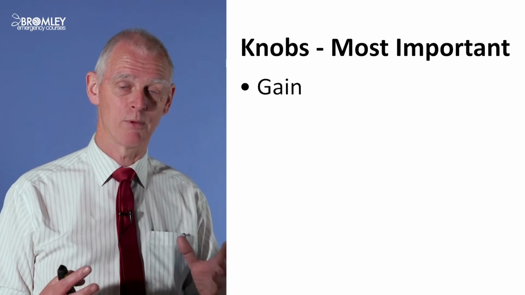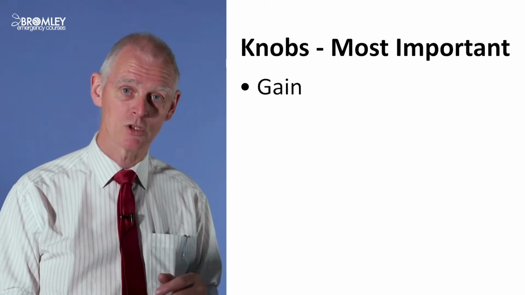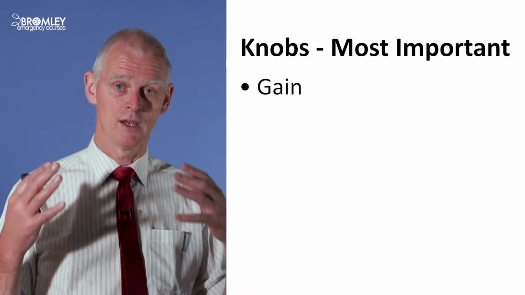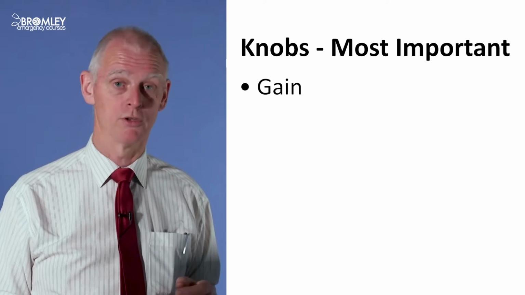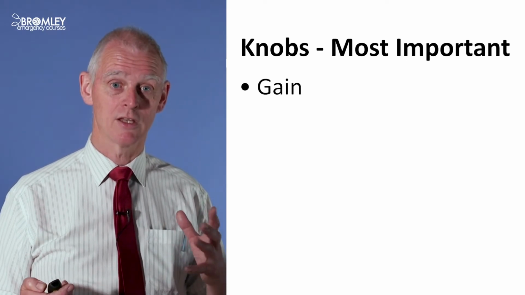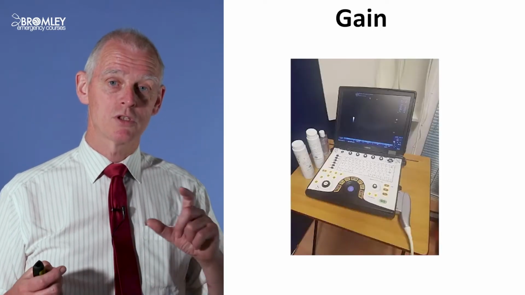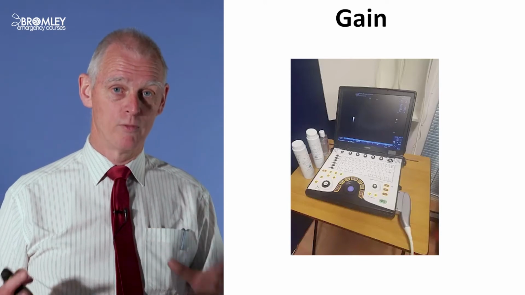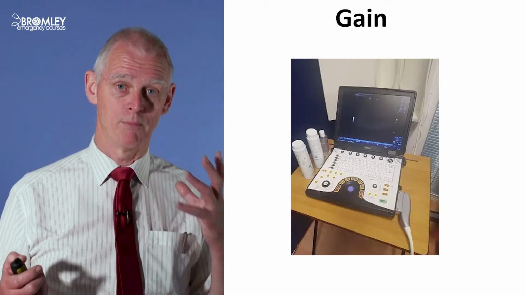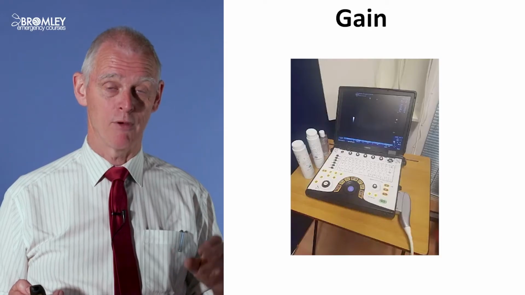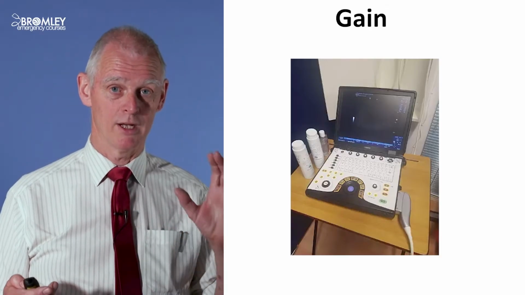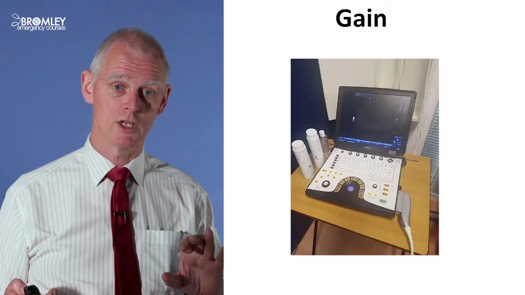So it's a constant adjustment. It's not something you just set up at the beginning of the day. It's something you adjust all the time to give yourself as much detail as possible on the screen. So that's the gain control. Most gain controls are very obvious on the ultrasound machine. It's often a big button. It might have a B on it for brightness mode, I'll come to that, or a 2D on it.